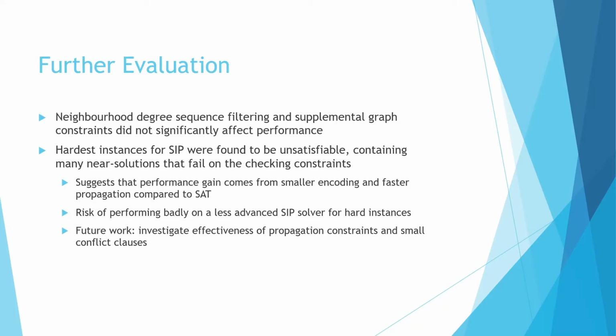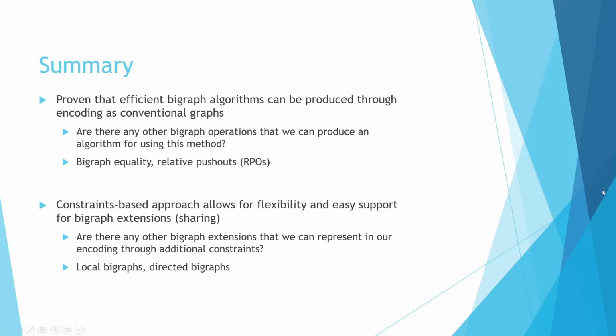So as future work, we intend to investigate further the usefulness of propagation constraints and small conflict clauses to hopefully work out preliminarily that these instances are unsat, instead of coming up with thousands of candidate solutions only for them all to get knocked back and eventually return an unsat. So in summary, we have proven that yes, we can turn bigraph algorithms and operations into encodings and encode them as regular graph algorithms to produce really fast and efficient solvers.